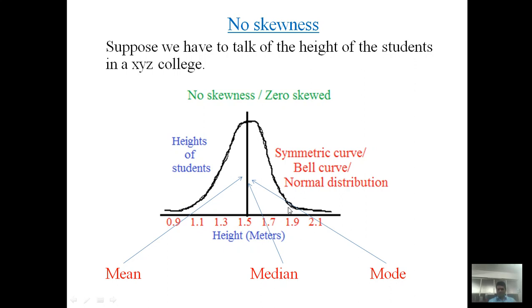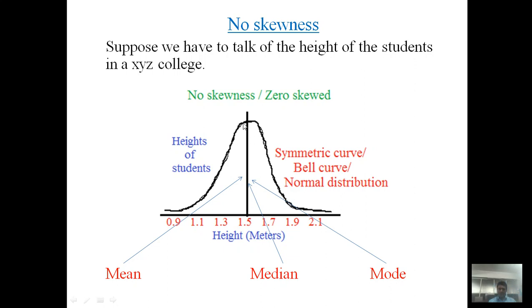Same thing, there are very few students whose height is very long. So very few students whose height is say 2.1 meter. So this distribution represents the height of the 1000 students. Now, from the distribution we have to say that whatever frequency of students is in this middle portion, the same frequency lies in this right portion.